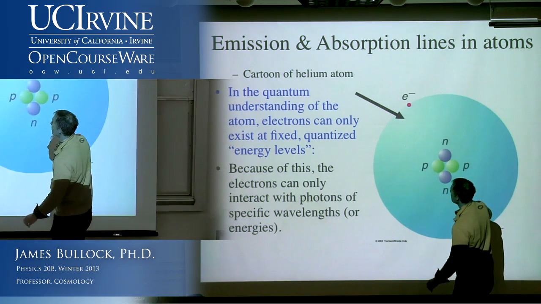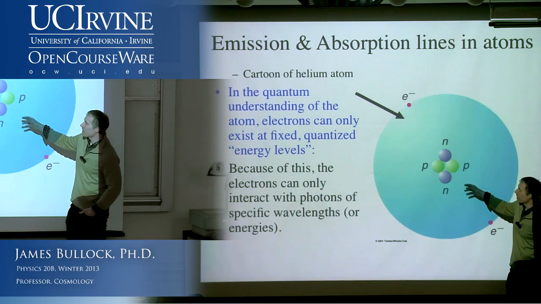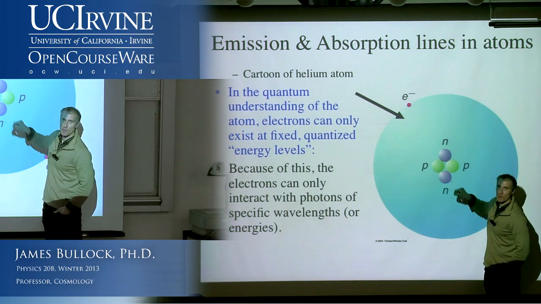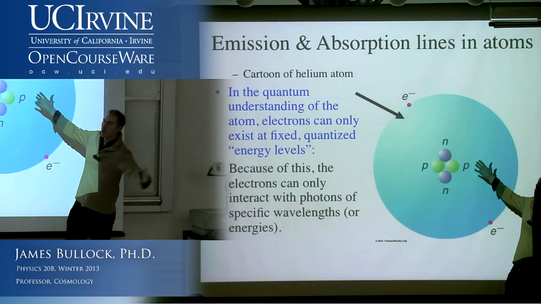So, this is a cartoon of a helium atom. Just to remind you, the nucleus has protons and neutrons. The protons are positively charged and the neutrons are neutral. And the electrons orbit way out here.